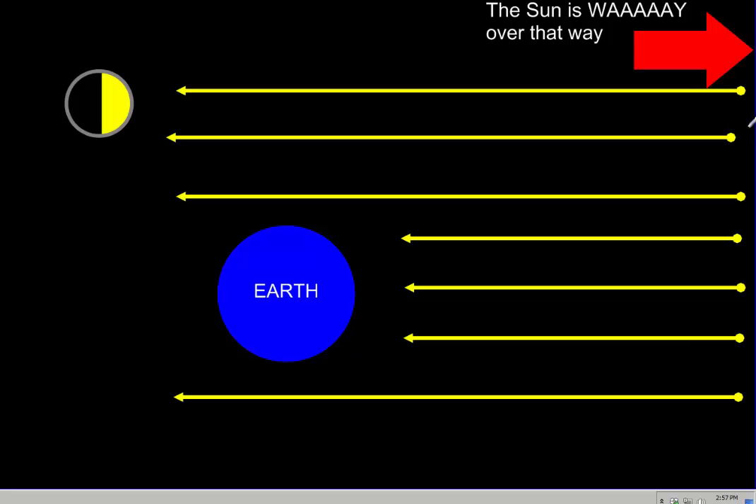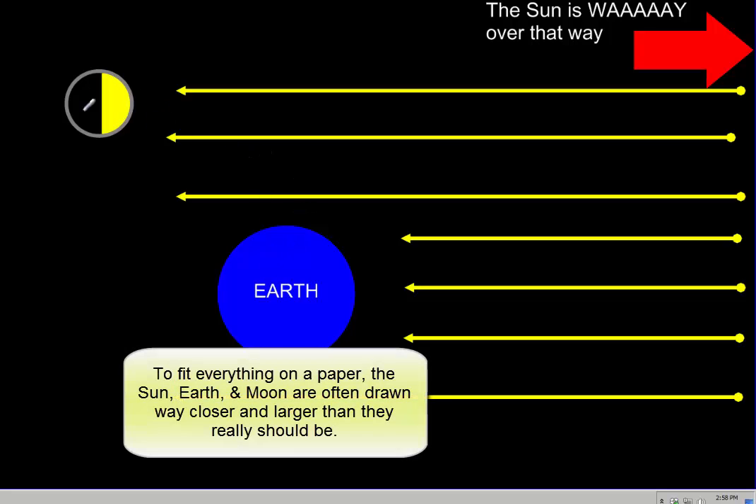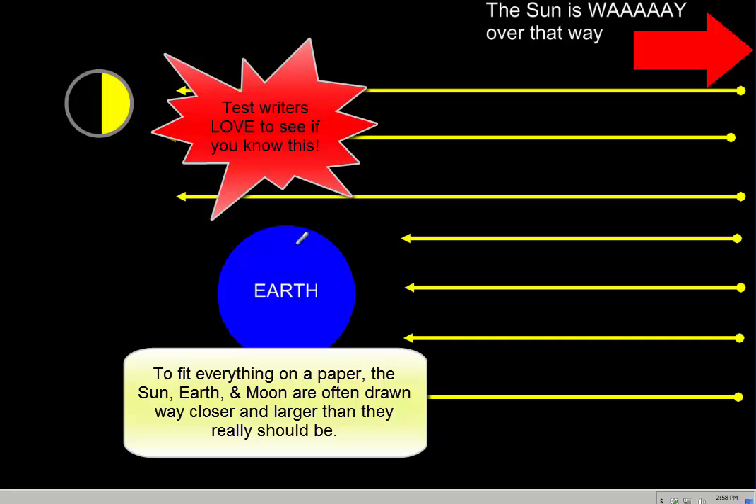Okay, so if the sun is way over here, the sun's rays come in and they light up half the moon. Half the moon is lit, half the moon is dark. But one of the things we have to be aware of when we see a diagram like this is that the scale is way off. The moon in this diagram is far bigger than it should be in comparison to Earth.